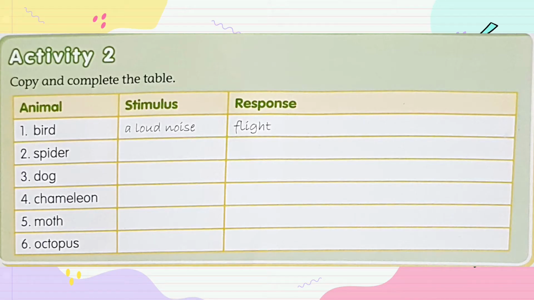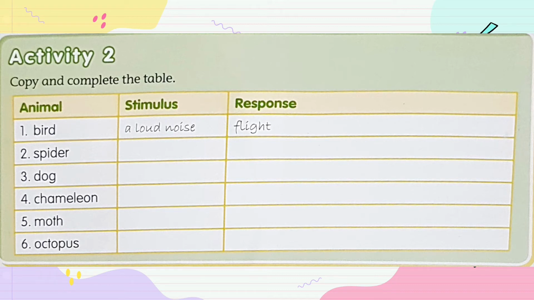So on the next page of your Pupils' Book you have Activity 2. You have to complete the table. The first column is the animal given, then the stimulus and the response. The first one is already done for you. Bird, when there is a loud noise, it will fly, right?